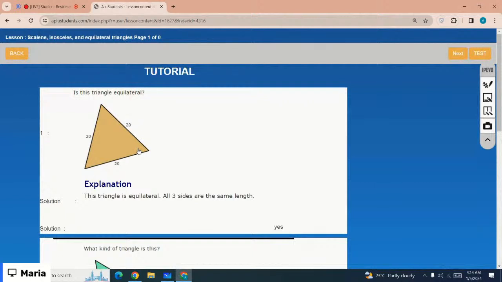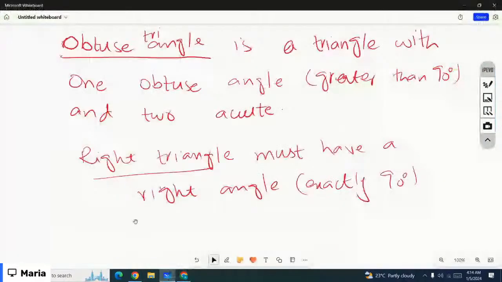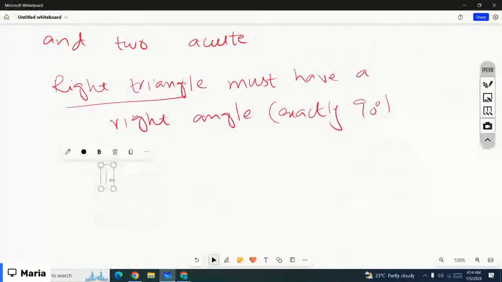For example, the first one is equilateral triangle. Equi means all the sides must have exactly the same measurement, right? You can note down the definition of the equilateral triangle. All three sides are the same length. The triangle is equilateral if all three sides are the same length. That is the definition of the equilateral triangle, right?